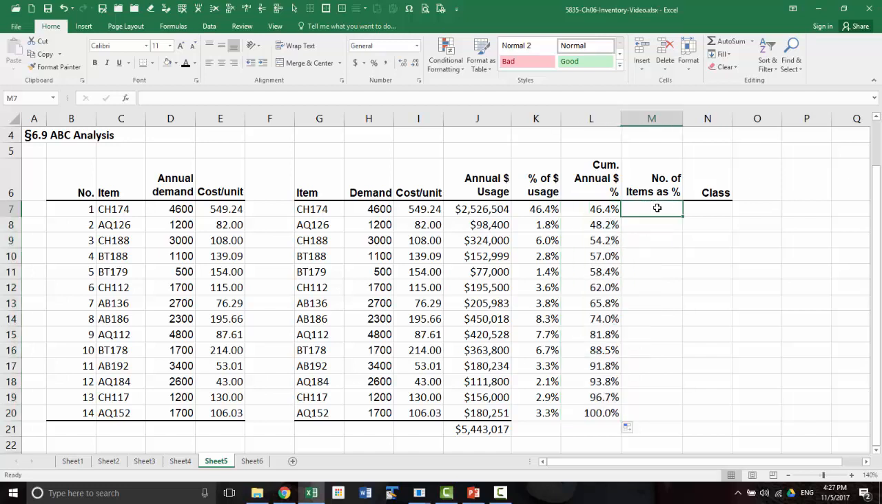So for the number of items percentage cumulative, again you divide the total number of items into the number in the row, so that will give us how many items there are from top to bottom. That divided by that should be absolute referenced.